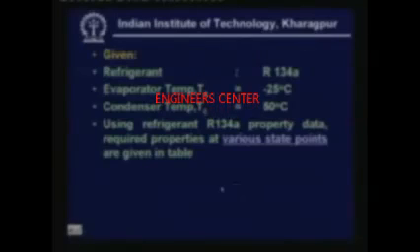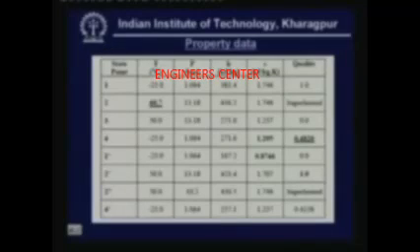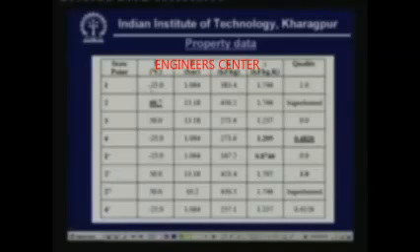Before that, this is the summary of the information given. Refrigerant is 134A, evaporator temperature is minus 25 degrees centigrade, and condensing temperature is 50 degrees centigrade. Okay, and the property data, as I have already explained, is like this. This is the exit of the evaporator or inlet to the compressor. We know this temperature and quality, so we can find out the saturation pressure, and then we can find out the enthalpy and entropy from the pH chart or from the TS chart or from any other database.